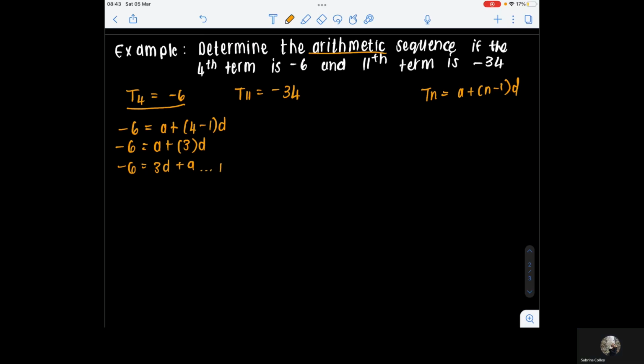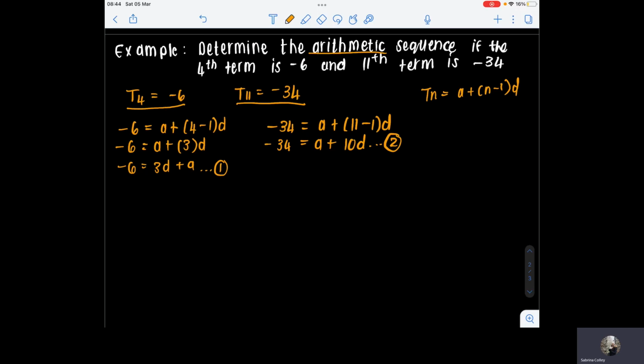Let's look at our 11th term and put this into what we know. Negative 34 is my outcome, a I don't know, and then we've got the 11th term minus 1, times d. So negative 34 is equal to a plus 10d. That's my second equation. I've got two equations with two unknowns, so I know I'm going to do a simultaneous equation.